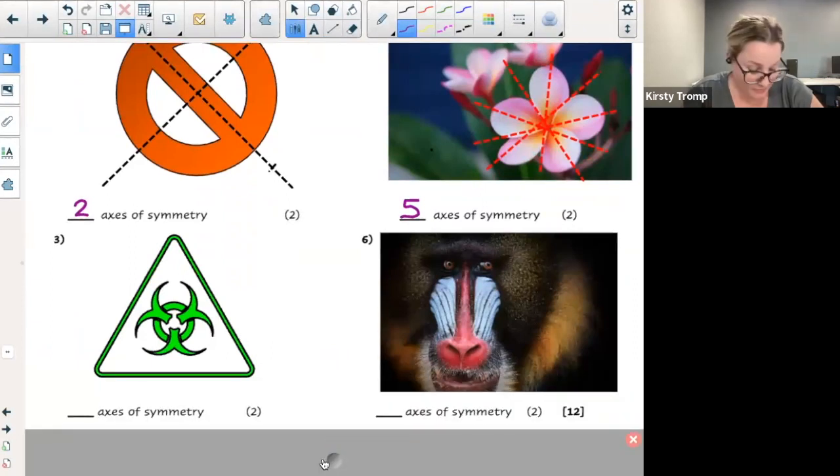So number 3 is a toxic spill picture, and number 6 is a most beautiful picture of a baboon. Really beautiful. Let's see, are there any lines of symmetry? Who haven't we heard from tonight? Amo.